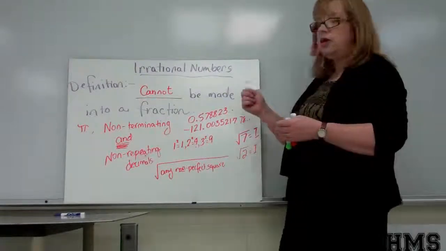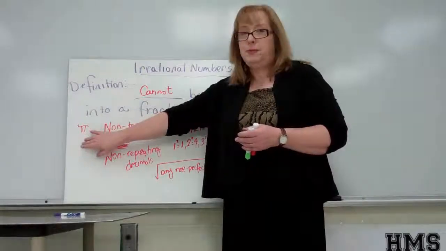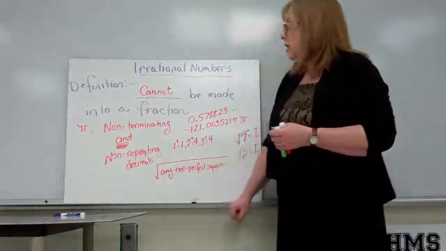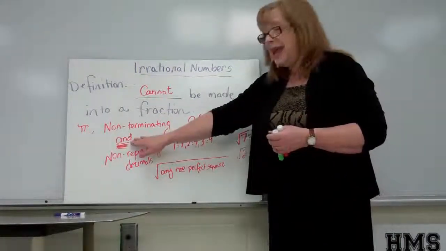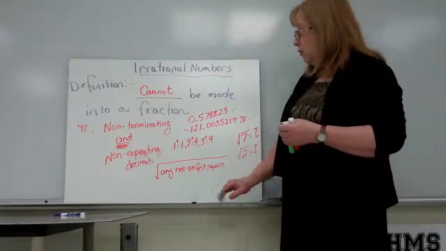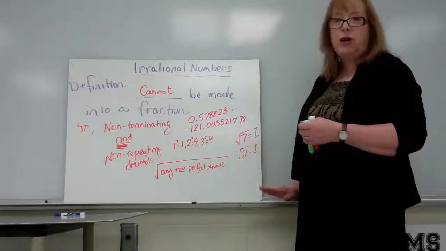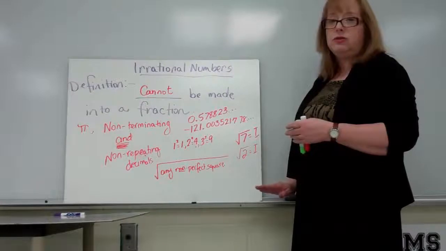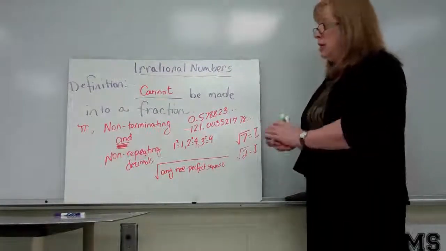So we have special numbers, the only one of which we know right now is pi, that's used in circles. We have non-terminating and non-repeating decimals. And then we have the square root of any non-perfect square. And those are the irrationals. And hopefully this helps you sort it out.